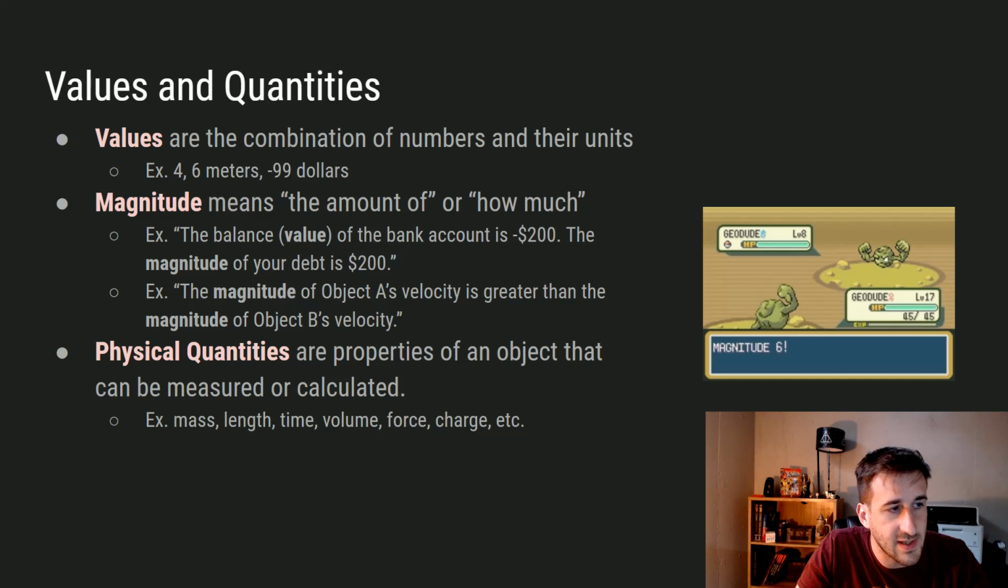You can see there it says the balance value of the bank account is negative $200. So the magnitude of your debt is $200. We don't say the magnitude of your debt is negative $200, because magnitude is just how much.